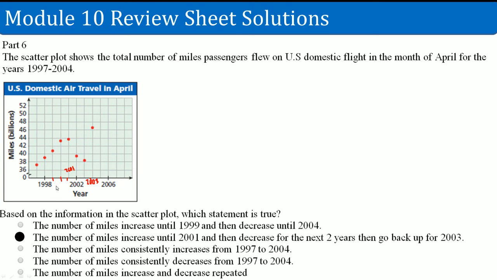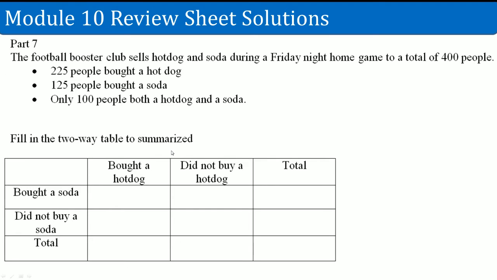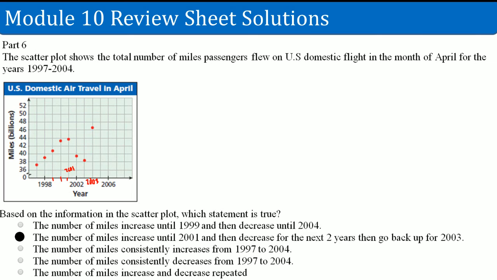It does not consistently increase because you see how it drops for these 2 years, and it does not decrease consistently because it went back up. And it doesn't repeat. If it repeats, it would look like this: dot dot dot dot, a repeating pattern of up and down. It doesn't do that. We call that oscillating, or we call that simple harmonic motion in physics.